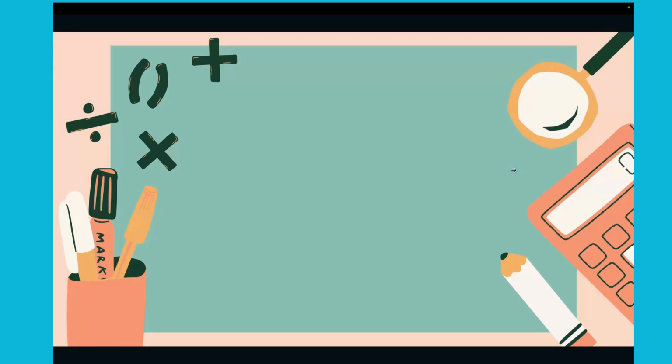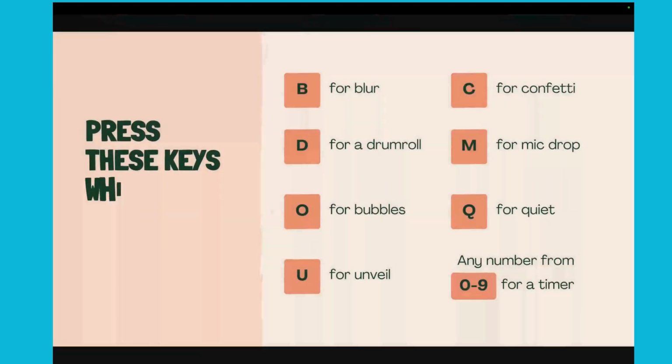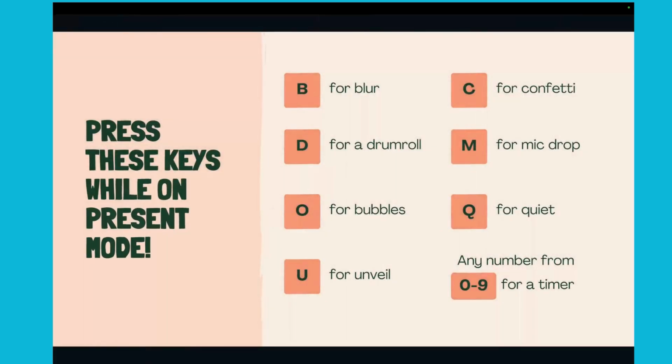Some other cool things that you can do: there are keyboard shortcuts that you can use in presentation mode that make different cool things appear on the screen. So I'm going to press the U key, just the letter U, and that's going to set the unveil shortcut. So my curtains come up and now I'm going to go to the next screen. And it will unveil. And these are some examples of the different keyboard shortcuts that you can use.